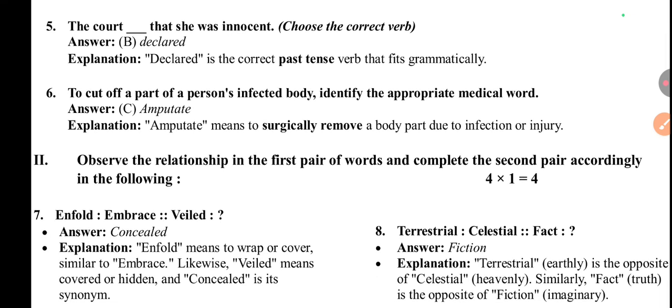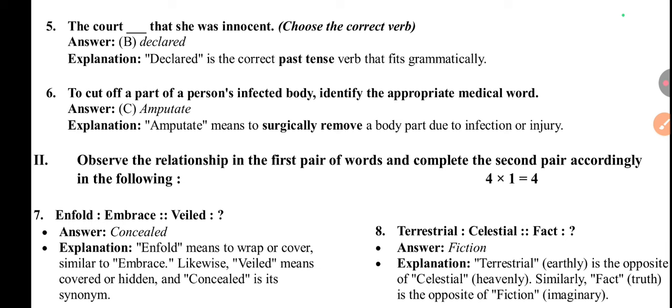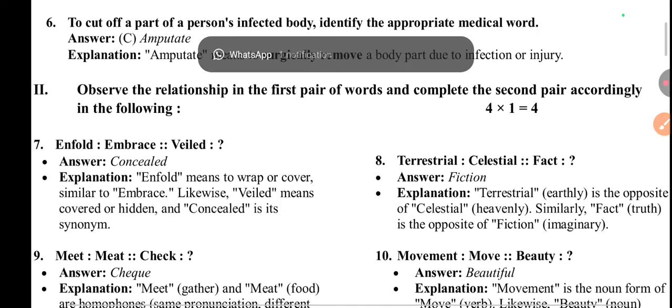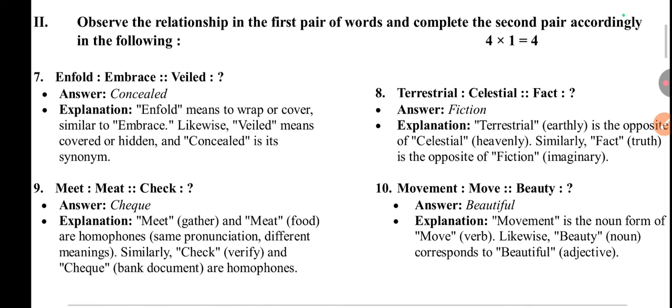Question number 5. The quote dash that she was innocent. Answer, option B, declared. Declared is the correct past tense verb that fits grammatically. Sixth one. To cut off a part of a person's infected body, identify the appropriate medical word. Amputate. Amputate means surgically removing a body part due to infection or injury.